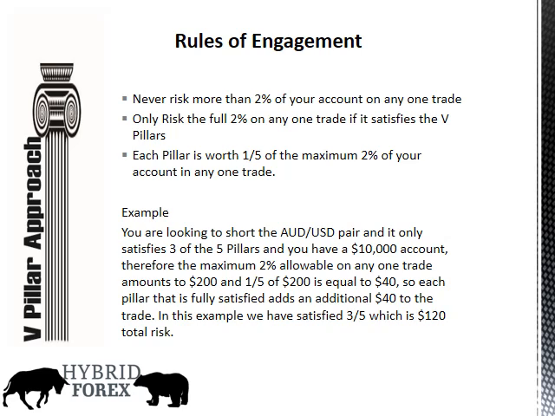So let's look at an example. You are looking to short the Aussie US and it only satisfies 3 of the 5 pillars, and you have a $10,000 account. Therefore the maximum 2% allowable on any one trade amounts to $200, and 1/5 of $200 is equal to $40. So each pillar that is fully satisfied adds an additional $40 to the trade. In this example, we have satisfied 3 out of 5, which is $120 in total risk.